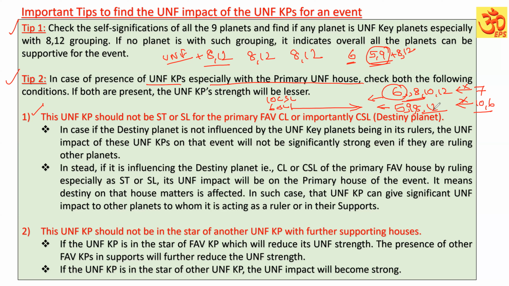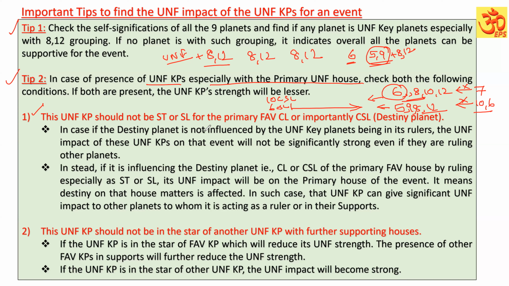Importantly, star lord, sublord. Suppose that unfavorable key planet can be a 12th level planet or 4th level planet, the intensity will be lesser. The ruler of the destiny planet, if it is not having the unfavorable key planet with the unfavorable primary house, that if it is not there, it is good. The destiny is not becoming affected. If it is present, especially as the star lord or sublord, then it is going to be unfavorable on the destiny. I think you're able to understand, right?